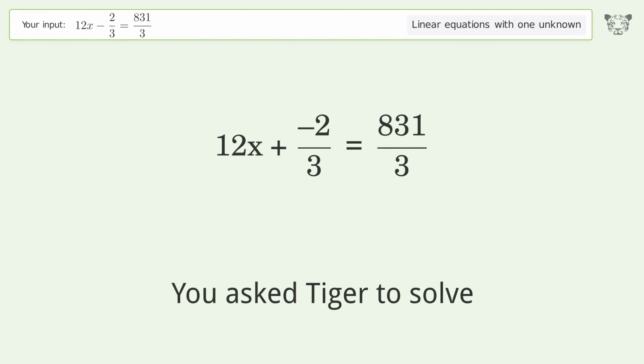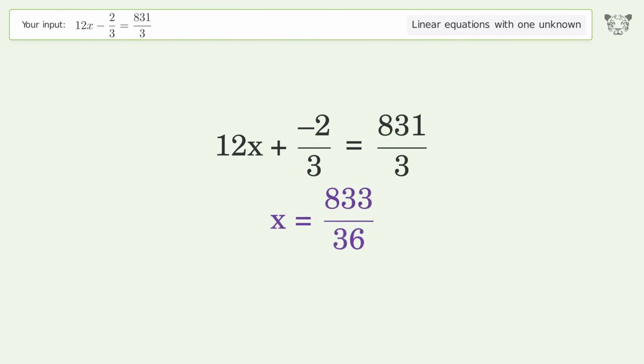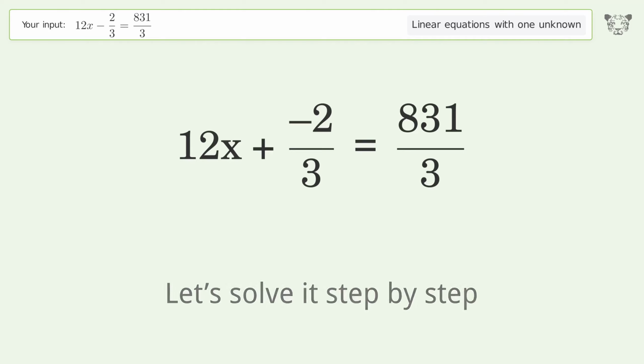You ask Tiger to solve. This deals with linear equations with one unknown. The final result is x equals 833/36. Let's solve it step by step.